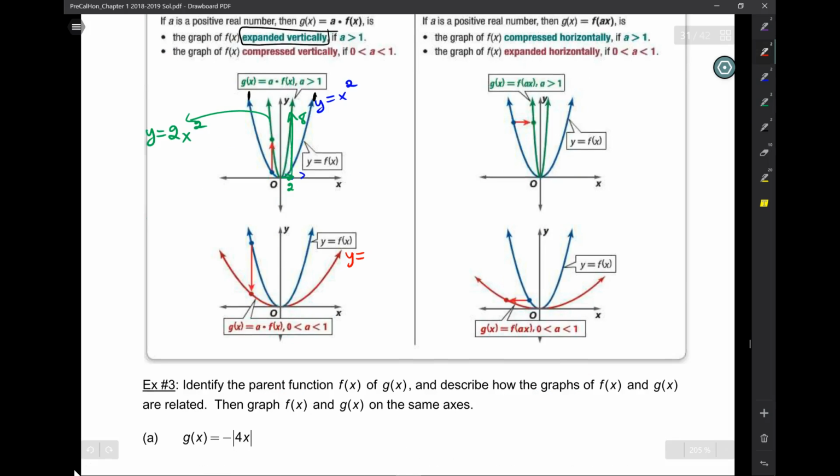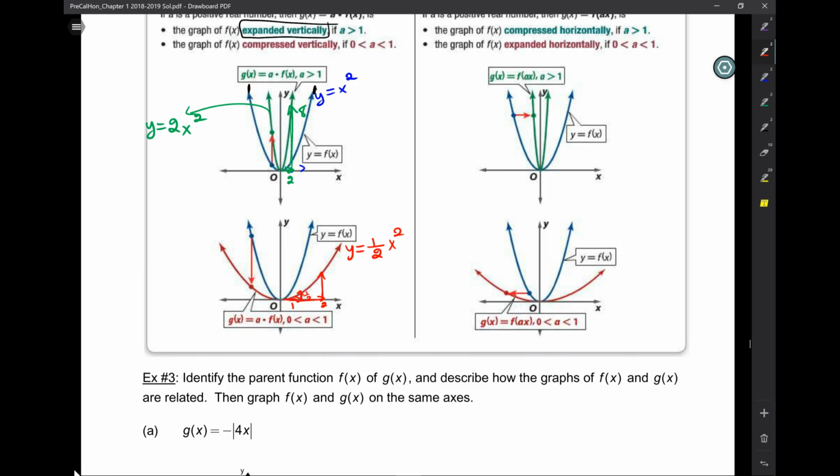What if you had y equals 1/2 x squared? If I go over 1 space, how much do I go up? How much would I have gone up if it was x squared? 1. But now it's half of that, so how much do I go up? 1/2. If I go over 2 spaces, how much do I go up? 2. It would have been 4, but now it's half of that. So that's how it works. It's sort of like it impedes the process. Okay? All right, so take a look at what happens here.